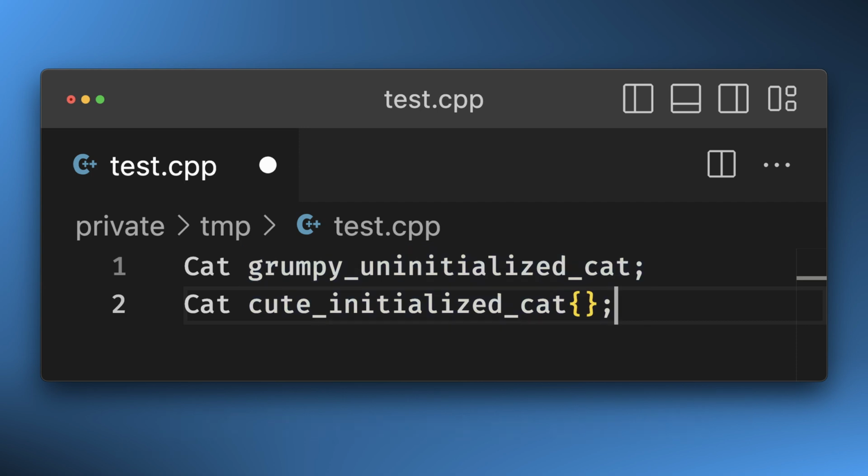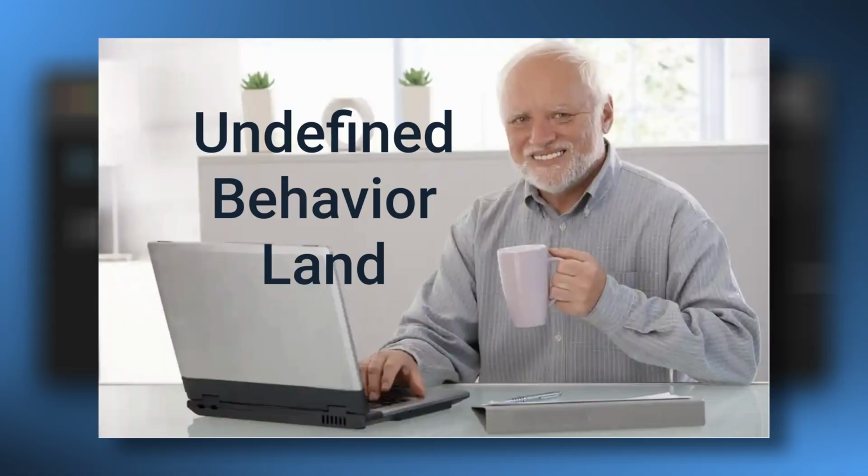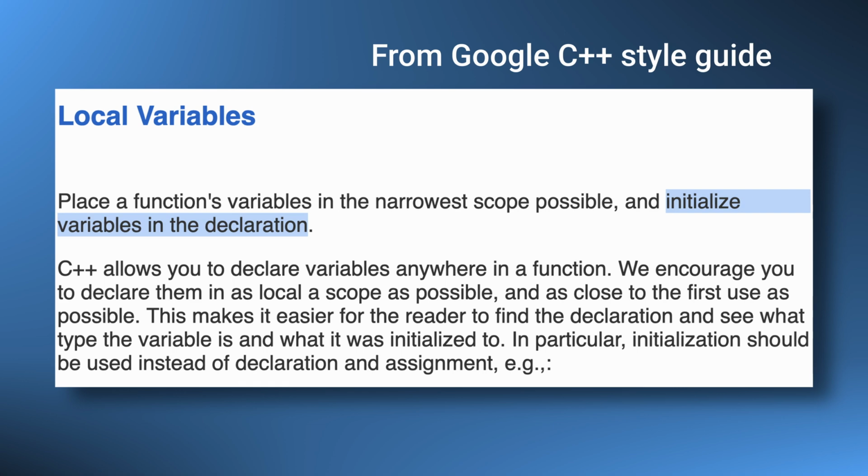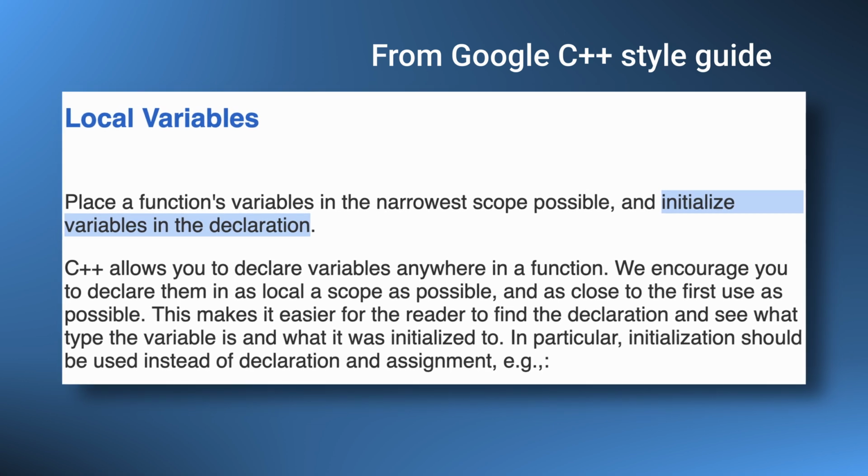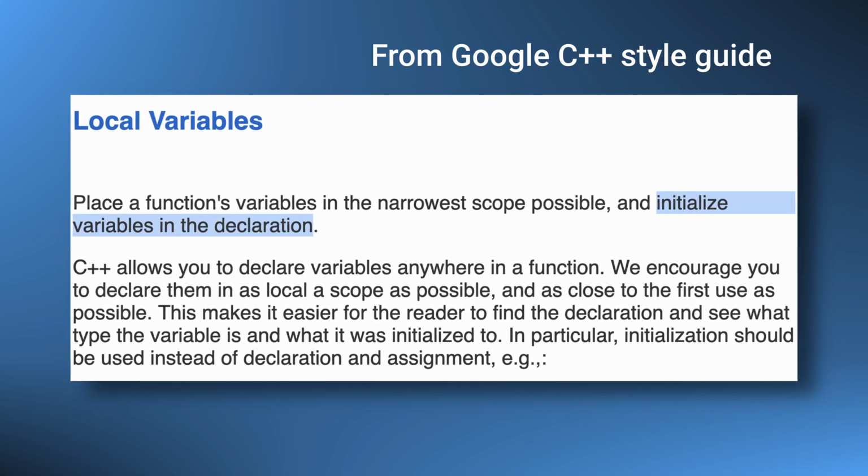Note that in this example, the grumpy uninitialized cat might remain uninitialized, thus the name, which might lead to undefined behavior. Unless you have a good reason for it, always initialize variables, also of your custom types. In this course, we will name the custom types that we write in camel case and the variables of those types in snake case, just like any other variables that we've seen before.